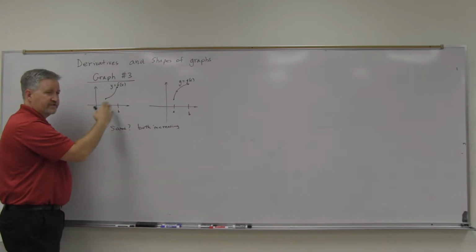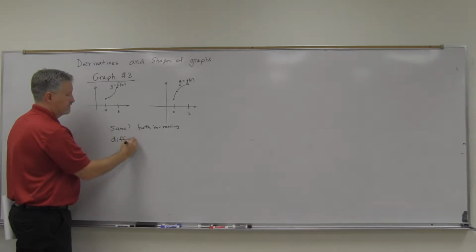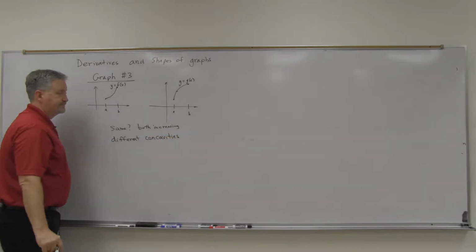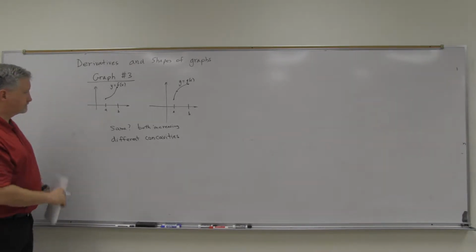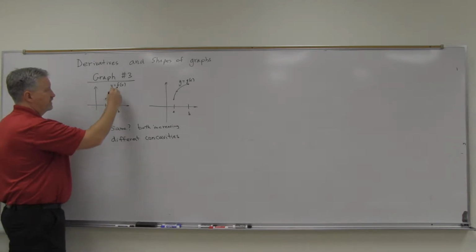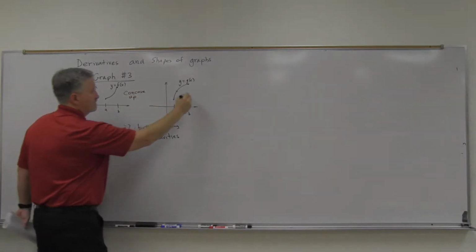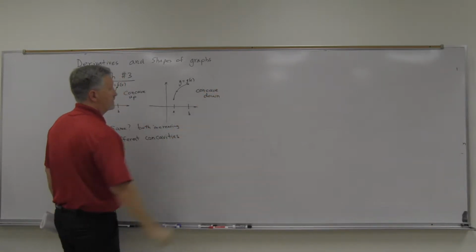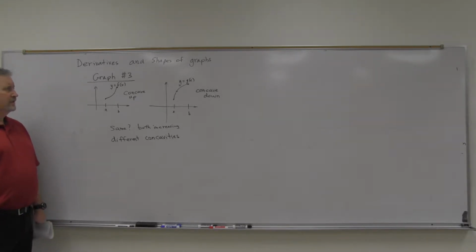Well, it's what's called concavity. They have different concavities. So concavity has to do with how they're bowed. This one's called concave up, and this one's concave down. Concave up and concave down. Now, so that gives you a visual for those.